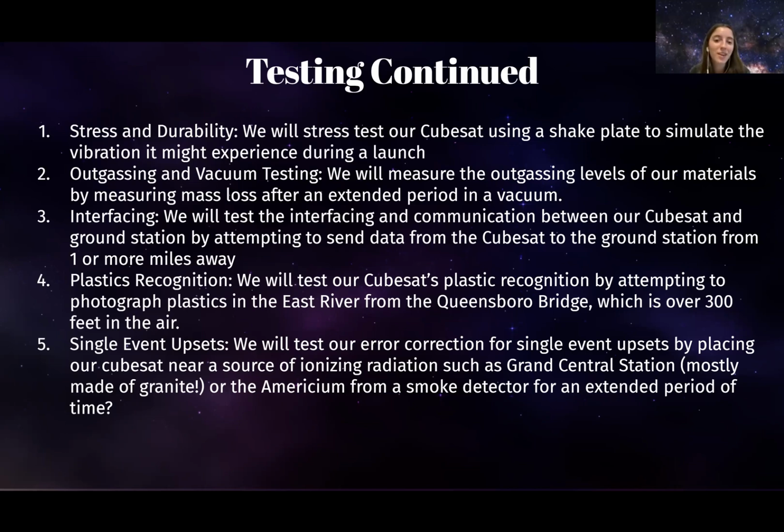To test for single event upsets, we will take our CubeSat to Grand Central Station, which is mostly made of granite, so it has high levels of ionizing radiation, or we will use the radioactive material in a smoke detector to induce bit flips and see if our error correction code can catch them.